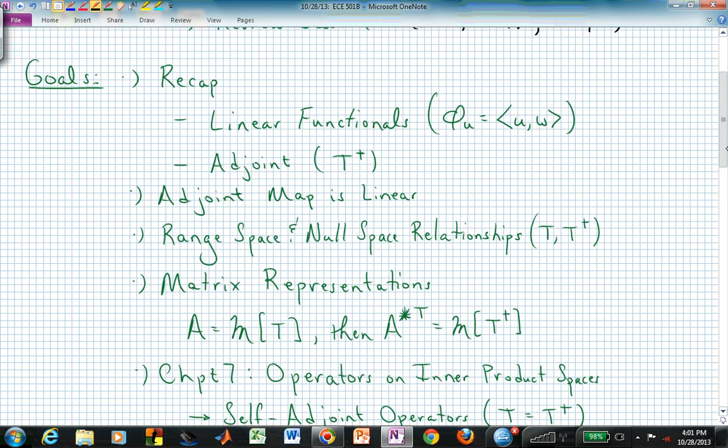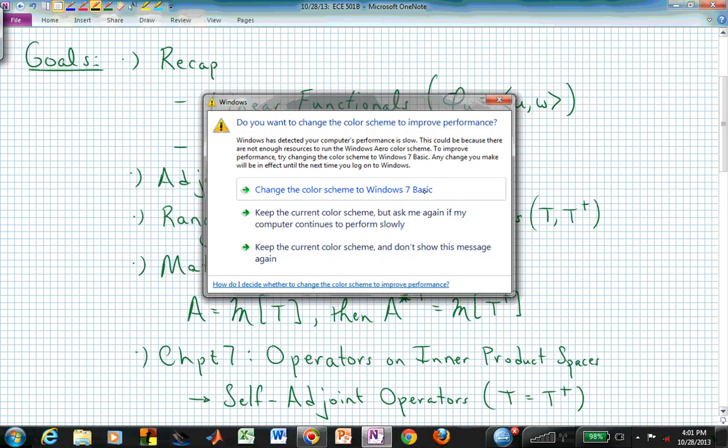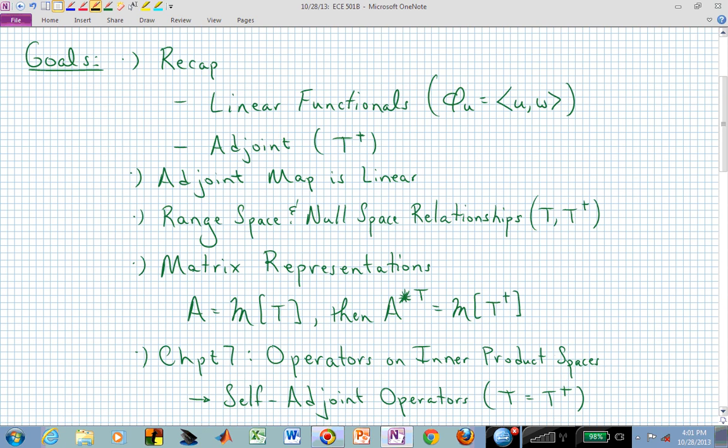And I would like to get finished with material. I don't think we will do anything in chapter 7 on the exam, but I would like to get to chapter 7 sometime today is the plan.